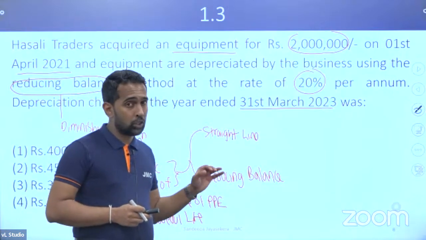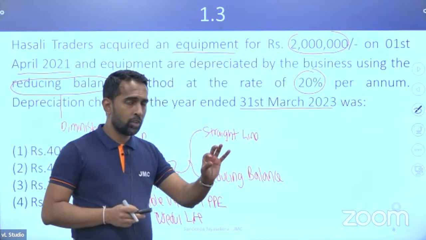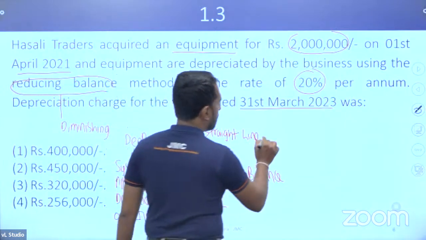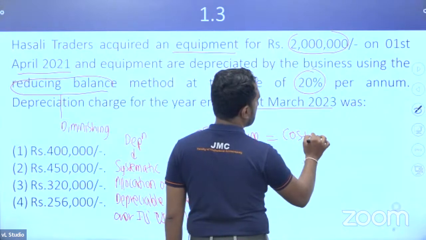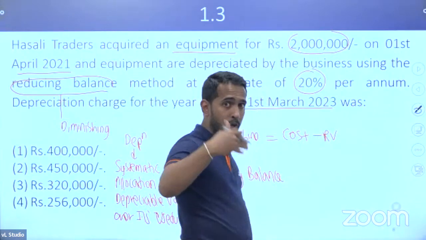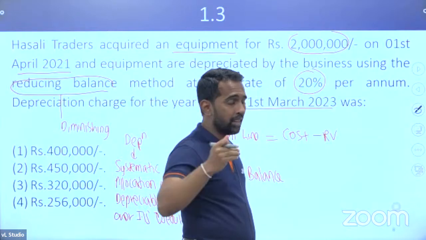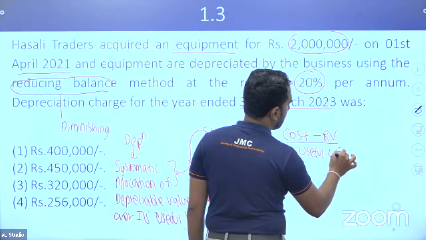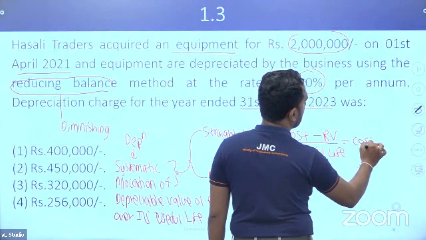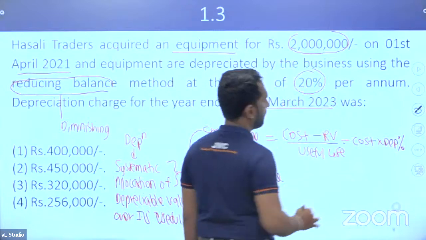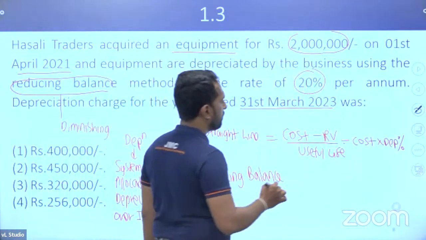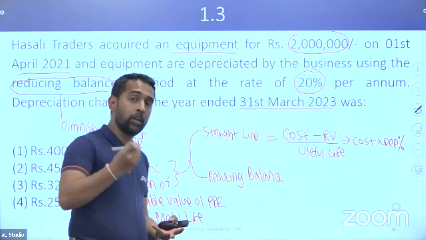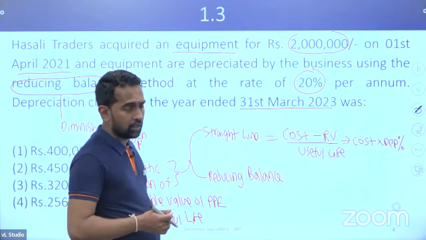So in the straight line method, when you're assuming that you're going to get static returns, your depreciation charge should also be static, right? It should be the same figure you are charging. That is why we calculate the depreciation as cost less residual value, where residual value is the value you are going to obtain by selling the asset at the end of the useful life, divided by the useful life. Or you can use another method, cost into depreciation rate. So one method is cost minus residual value divided by the useful life. That is the straight line method.